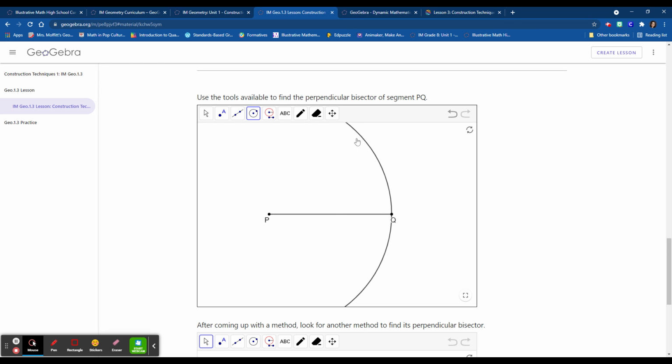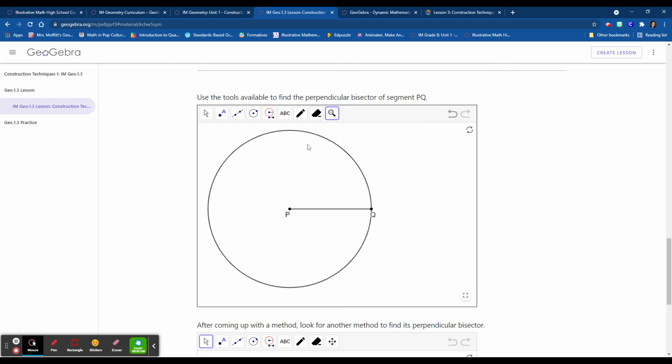Then I'm going to draw, I think that's going to be too large. So let me see if I can zoom out a little bit. There we go. We should be able to see just fine now. All right, so I'm going to make another circle. This one's centered at Q, and it's going to have a radius of PQ. So my two circles are congruent to each other.